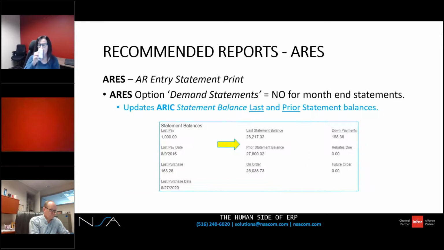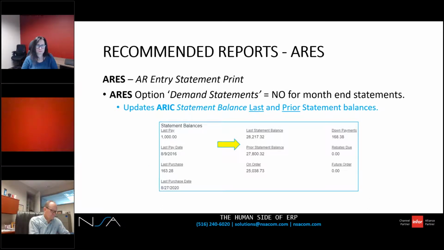Okay, on to the next recommendation, which is ARES, AR statement print. So you print statements, most people realize that, but there is an option in ARES that says demand statements, and by default it is set to yes and should be set to yes so that you can run those statements on demand anytime that a customer needs a statement. For the month-end statements, we recommend that you set that to no, because if you set it to no, then that means this is not a demand statement. This is your month-end statement, and that will update these fields in ARSC, which display in ARIC for what the last statement balance was and the statement balance before that.